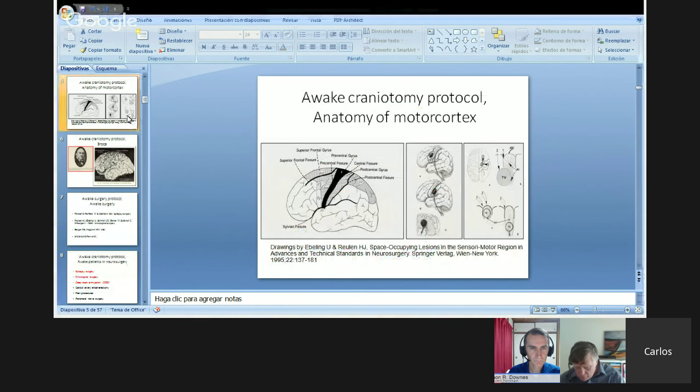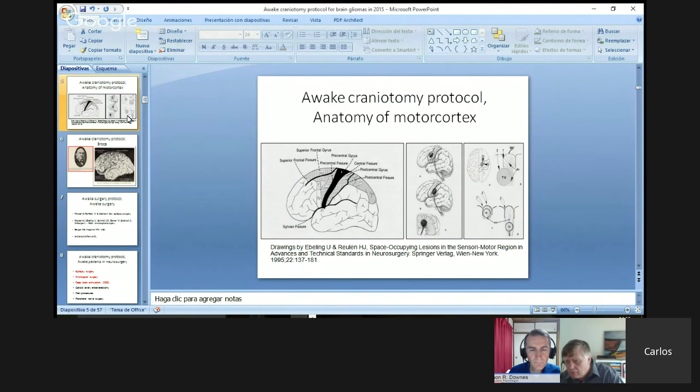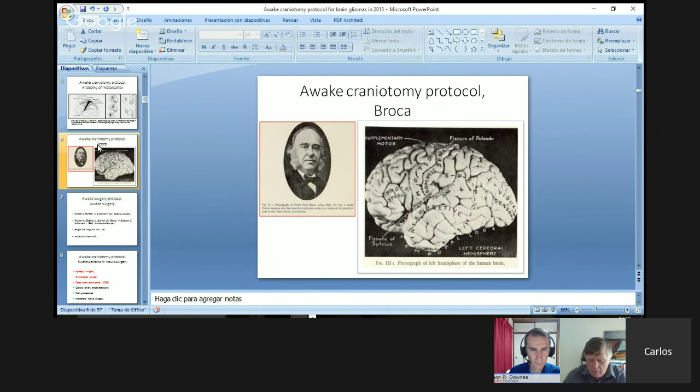We need to know about the awake craniotomy protocol. It's important to know the anatomy of the motor cortex in these patients. The structure of the brain has been well studied since the beginning of neurosurgery techniques. The first investigator who studied the anatomical structure of the brain very well was Paul Broca, a surgeon and neurologist who studied lesions and injuries in the brain and what kind of neurological deficits these changes in brain structure produce.